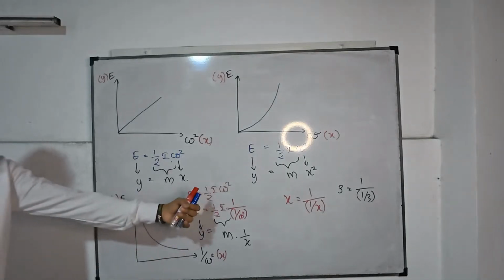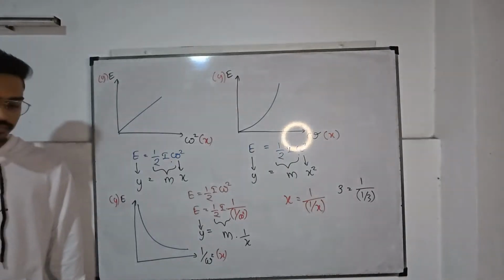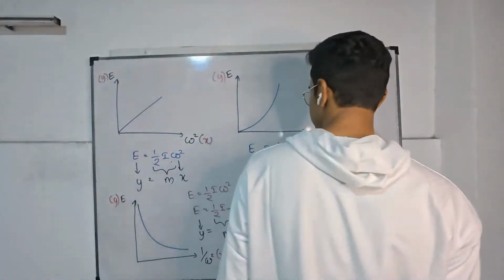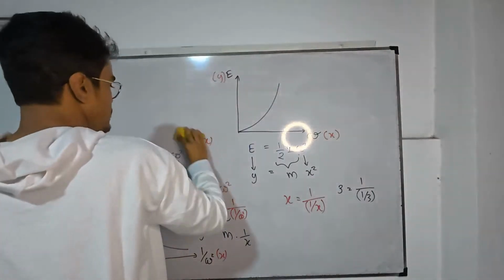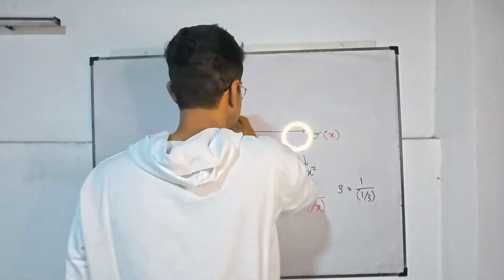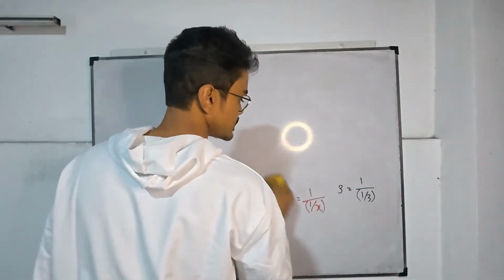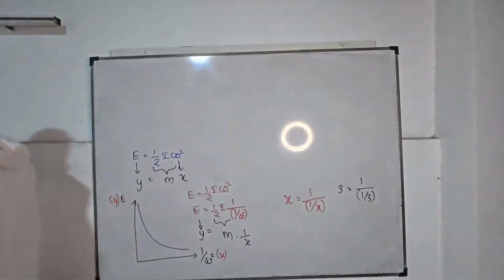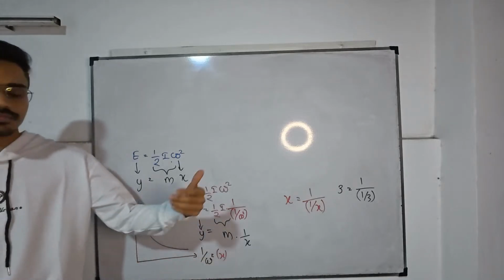Take it down quickly. I'll be raising the first one and the second one. Take this down quickly. So that is an inverse curve. If the curve is inverse, what is inverse variation?